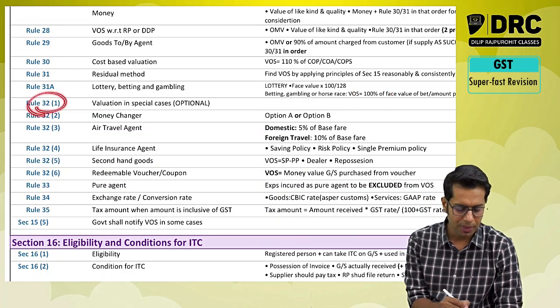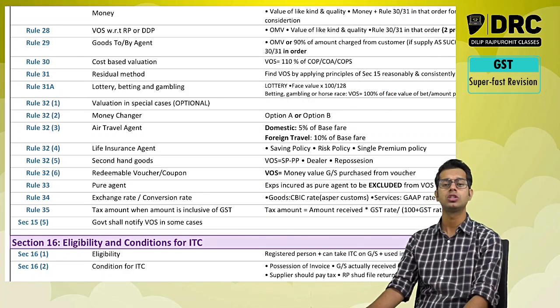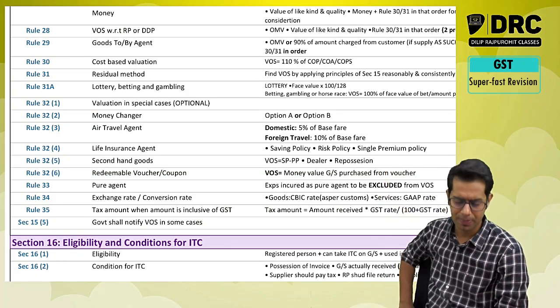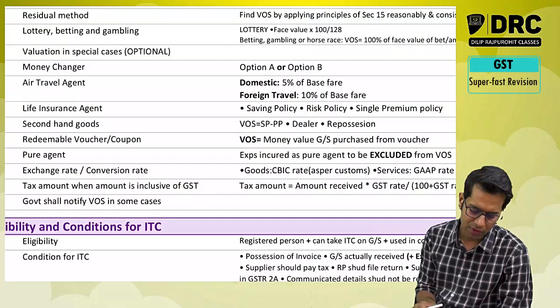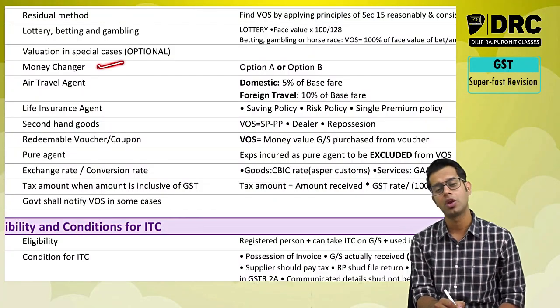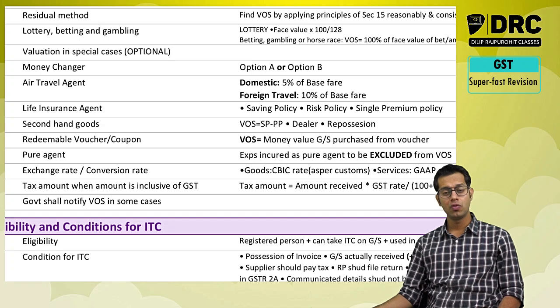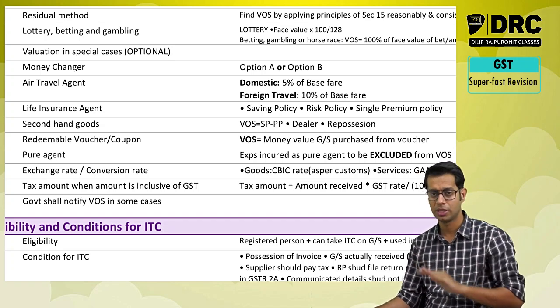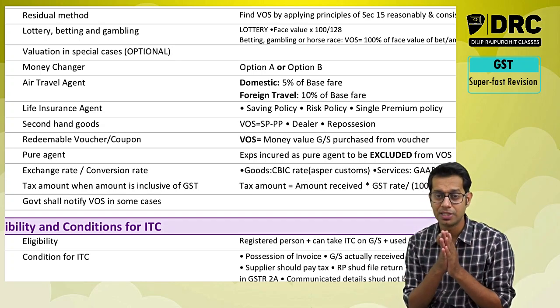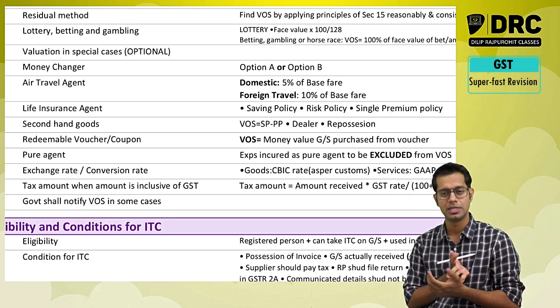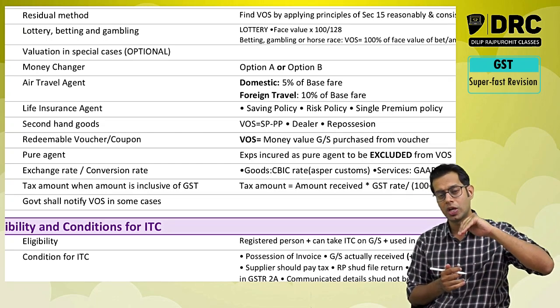Rule number 32 is an optional rule given to different categories of people. So different categories of people have been given options. Under rule number 32 sub rule 2, for a money changer, he has option A and option B. For a money changer, the value will be determined by checking whether the RBI rate is specified or not. A money changer is a person who is involved in exchanging foreign currencies. So check whether the currency which you are exchanging involves Indian rupees.